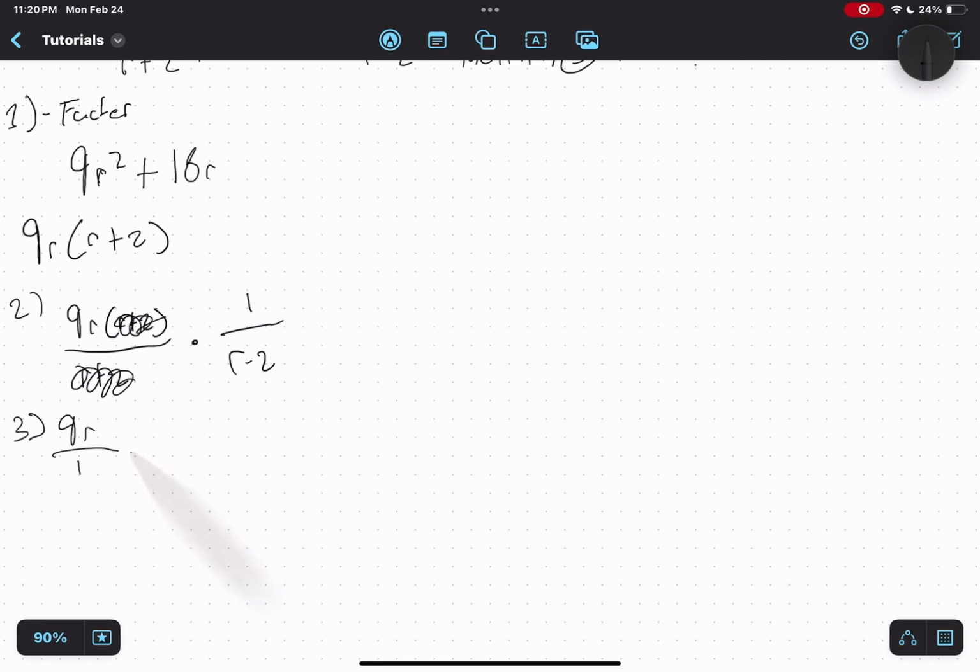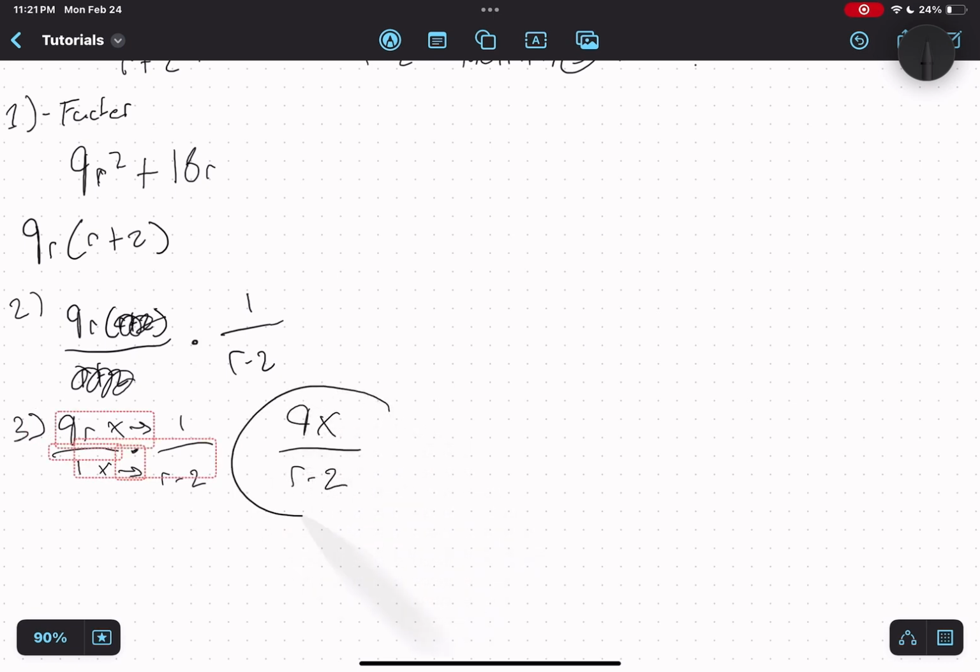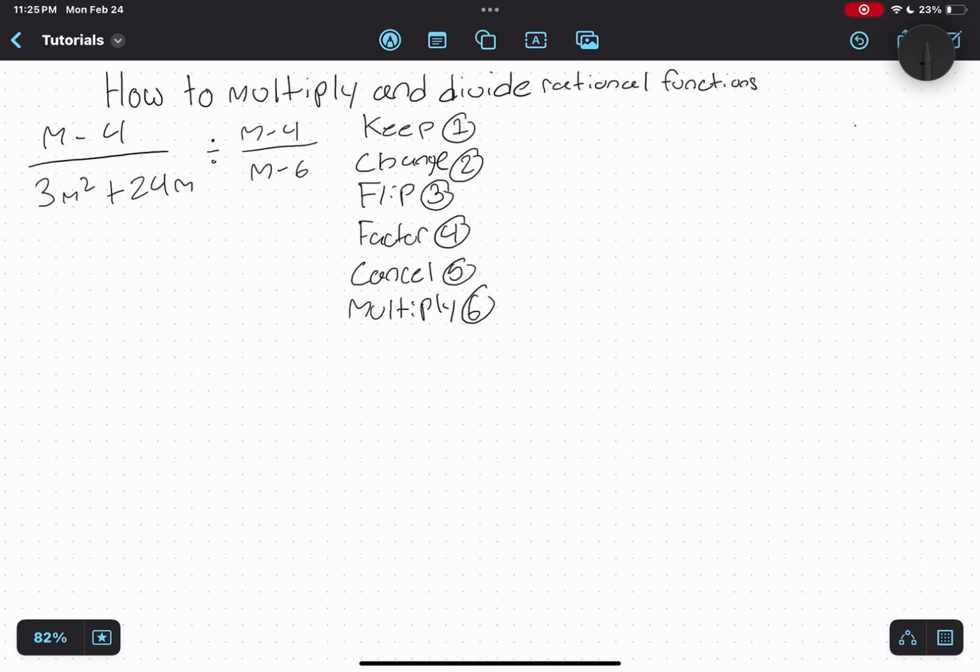So now we're going to multiply across. But first, you got to put 9r over 1 since you don't have anything in your denominator. And 9r times 1 is just 9r. 1 times r minus 2 is just r minus 2. And sorry for putting x as the variable, it should be r. And there's your answer.